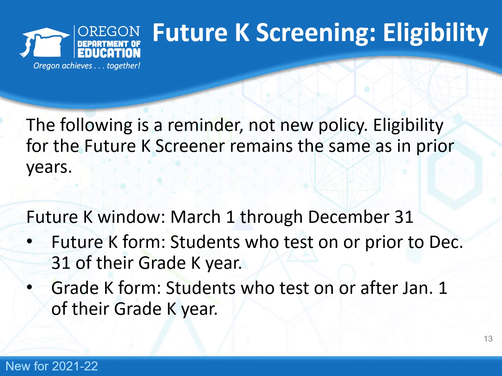For example, a pre-kindergarten student who is being screened in June tests on the future K form. A kindergarten student who first arrives in late November and who is therefore already receiving kindergarten instruction also tests on the future kindergarten form. A kindergarten student who arrives in February tests on the grade K form, not the future K form.